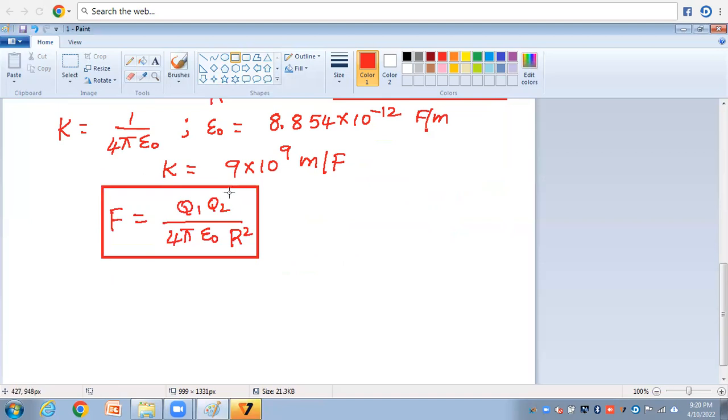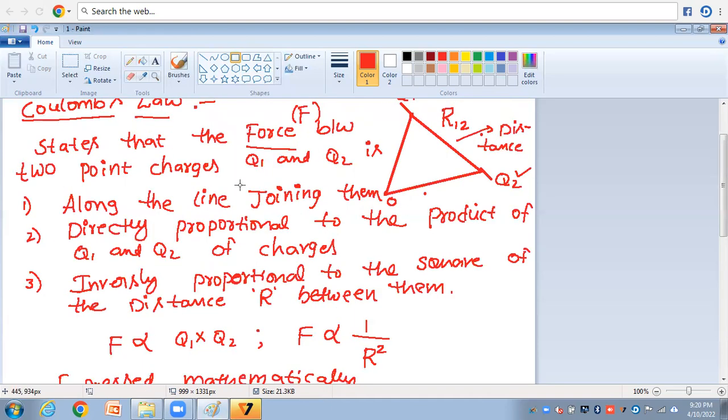Now, if point charges Q1 and Q2 are located at points having some position vectors, this is R1 and this is R2, then the force F12 on Q2 due to Q1.